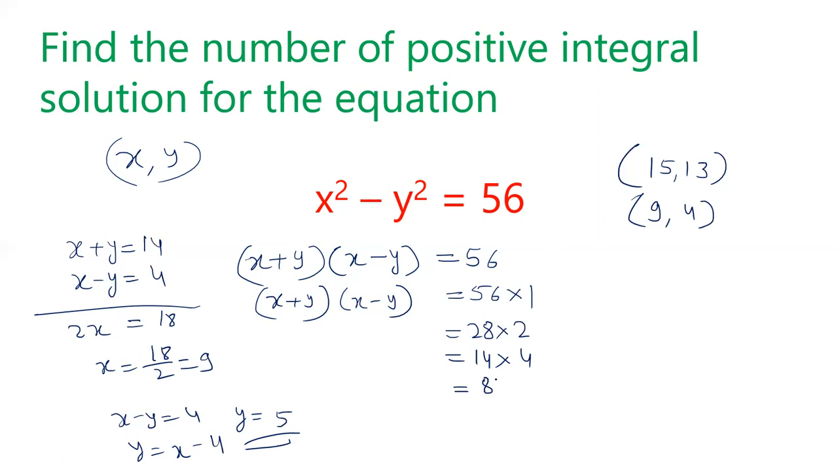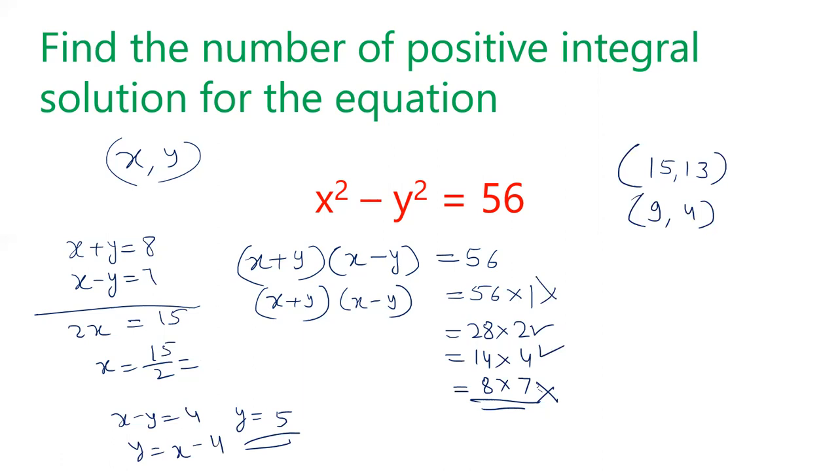8 sevens is another pair, but we cannot take this because one of them is even and the other is odd. If I take 8 and 7, the sum will be an odd number, and an odd number divided by 2 will not give me an integer. So I cannot take this one, I cannot take the first one, but I can take these two pairs.